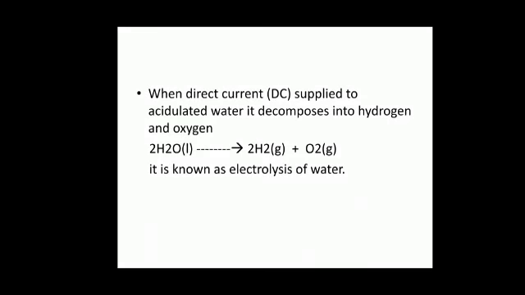Now one more word, acidulated. What is the meaning of acidulated water? Acidulated means water is mixed with a few drops of sulfuric acid. Now why do we do this? Since we know, students, that pure water is a poor conductor of current. When a few drops of acid are mixed into water, it becomes a very good conductor. So this is required to carry out the process called electrolysis of water.